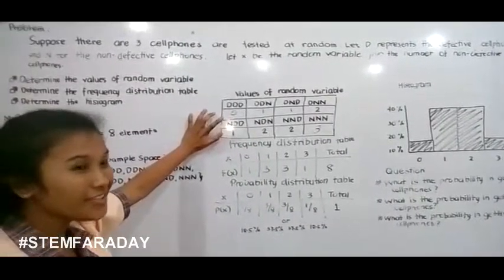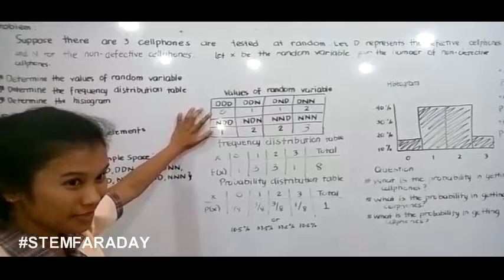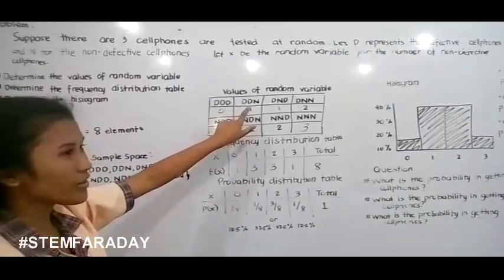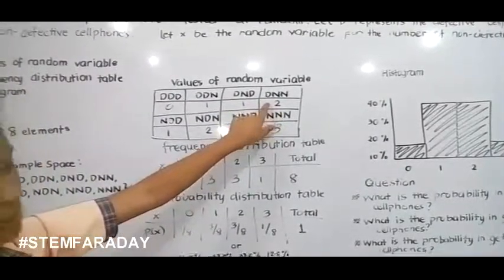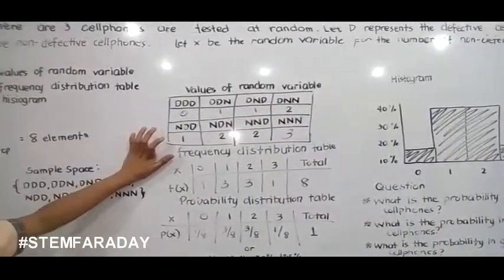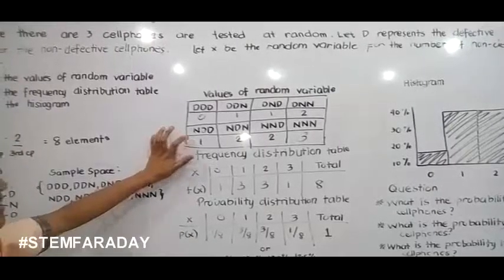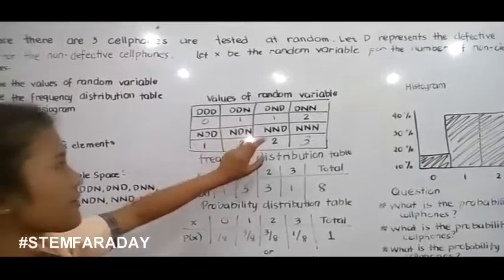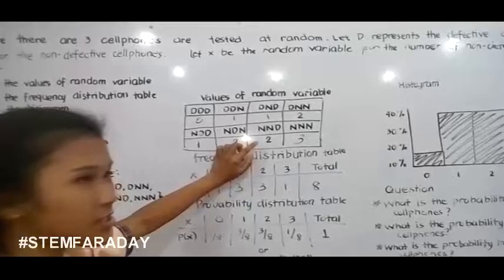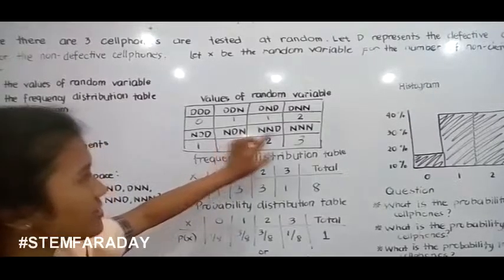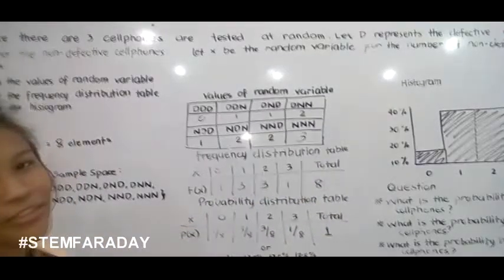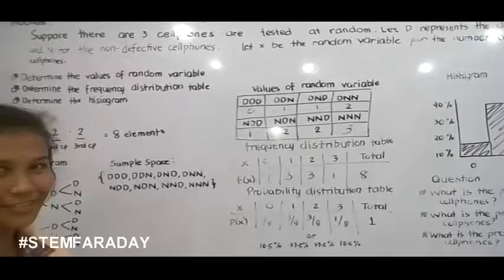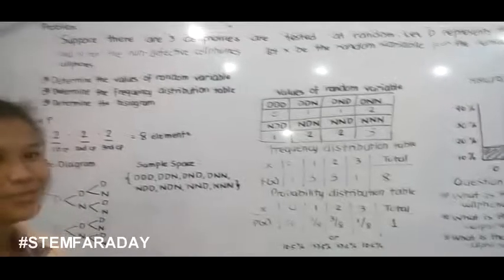So in the first element, there is no non-defective cell phone. In the second element, there is 1. In the third element, there is also 1. In the fourth element, there are 2 non-defective cell phones. In the fifth, there is 1. In the sixth, there are 2. In the seventh, also 2. While in the last one, there are 3 non-defective cell phones.